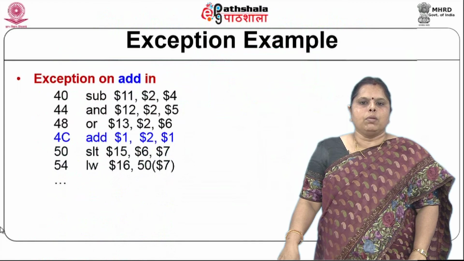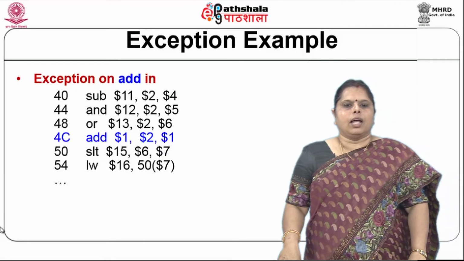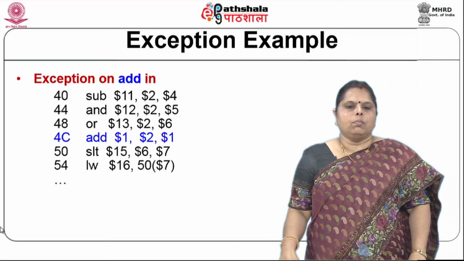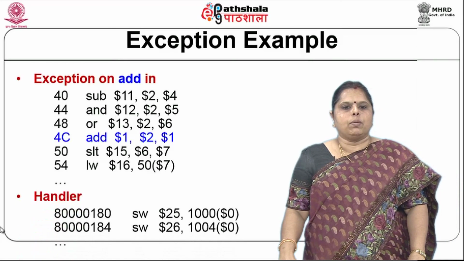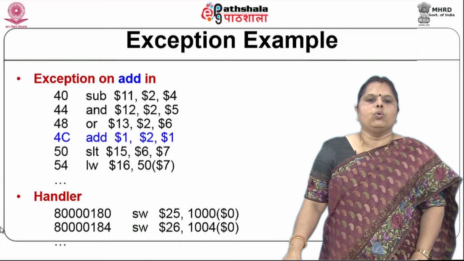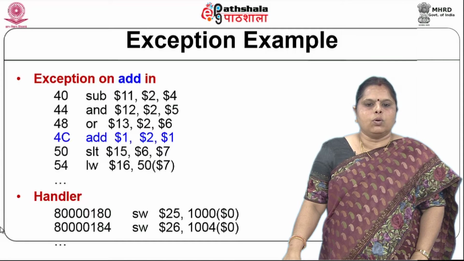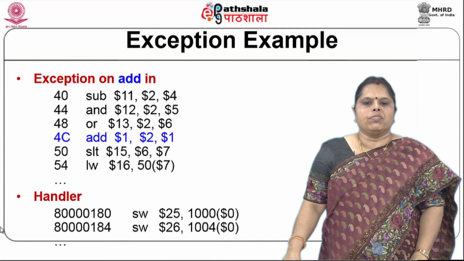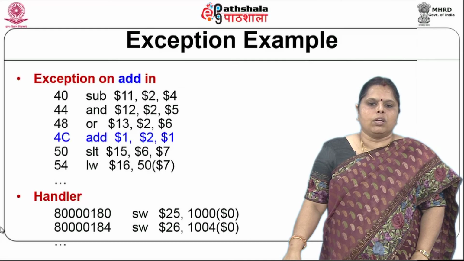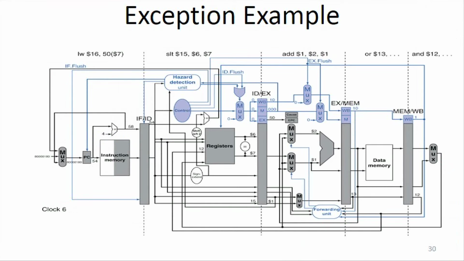Now look at an example for exception. Let us assume that you have this sequence of instructions, and let us assume that the instruction at 4C, which is an add instruction, causes an exception, maybe an arithmetic overflow. Now what will happen when this exception is generated? Let us assume that if it is an overflow or an illegal opcode, you have two different exception handler addresses given there. So at addresses 180 and 184, you have two different instructions which will store different values into those memory locations. Now this is an example for your pipeline.